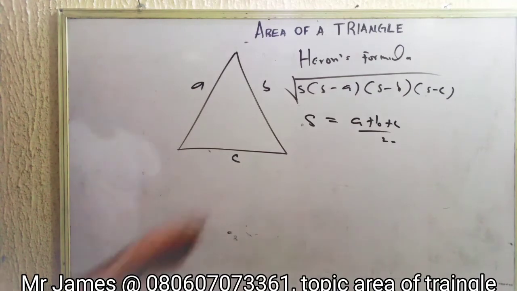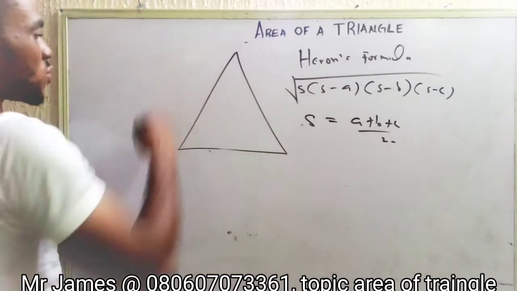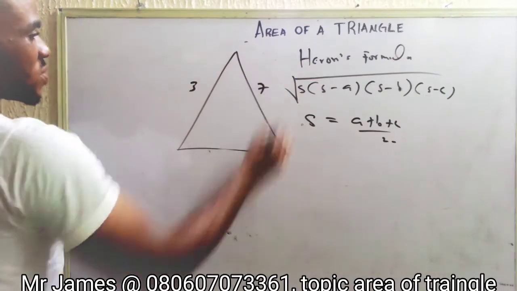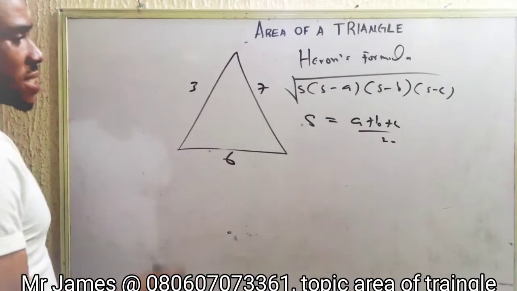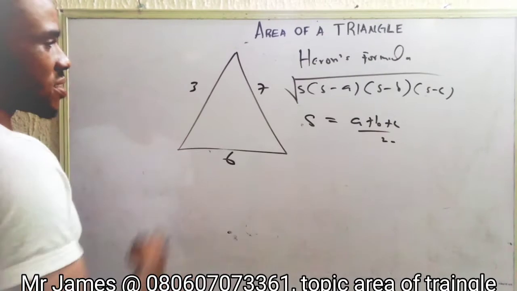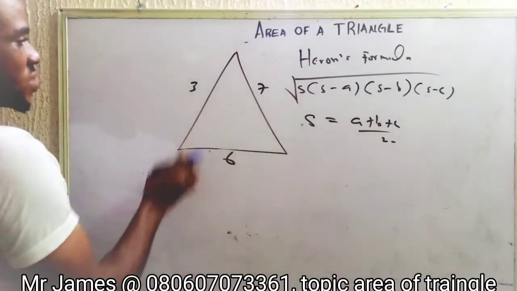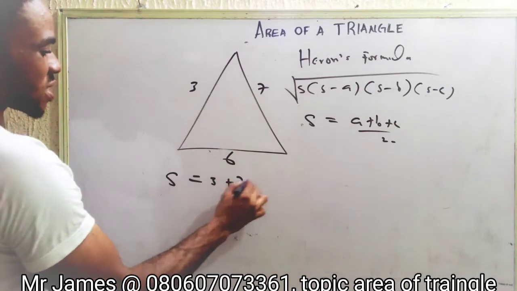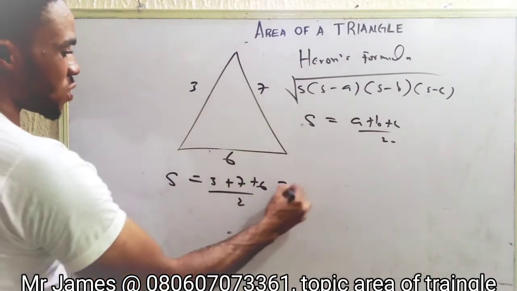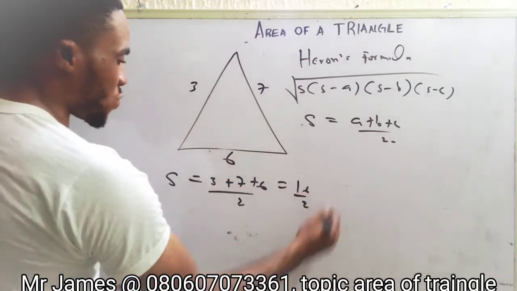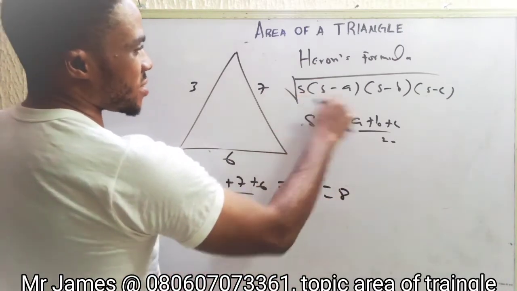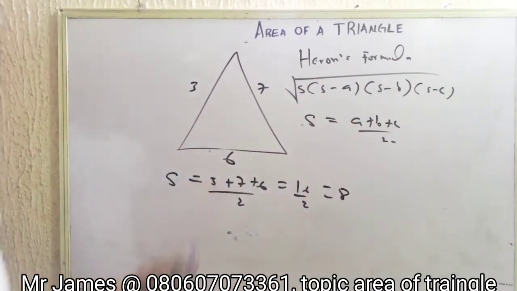So to put that into use, let me say I have sides 3, 7, and 6, and I desire to find the area of this triangle. All I have to do to get my s is to say 3 plus 7 plus 6, divided by 2. So I have 16 divided by 2, so that will give me 8. Now I will put 8 here, 8 here, 8 here, 8 here, because that's what the s is for.